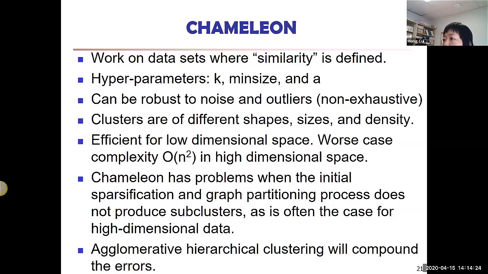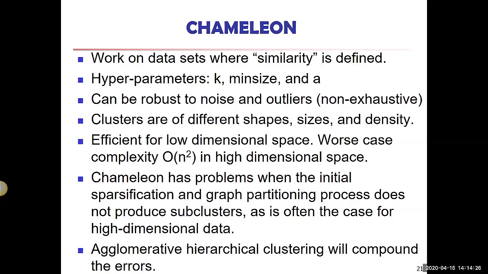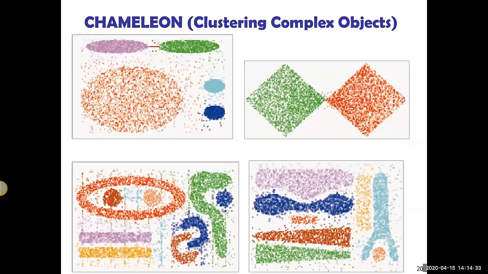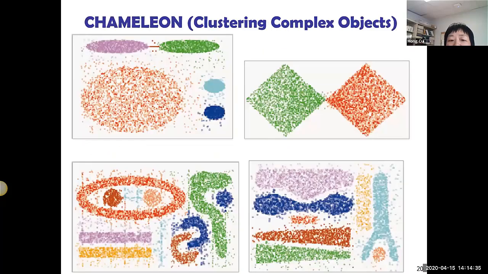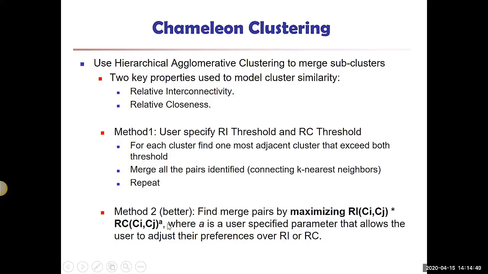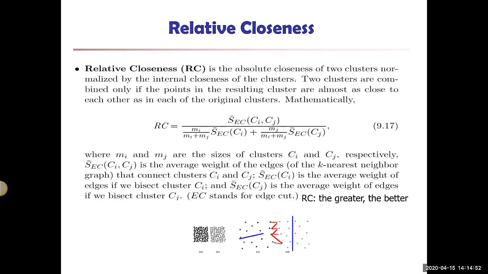Questions? And what was A again? Well, N is the number of data points. No, A, in the hyperparameters, you have K, min size, and alpha, I'm sorry. Alpha. So here, alpha is the parameter the user supplies to favor RI versus RC. If alpha equals 1, then RI and RC are treated equally. Okay, thank you. Sure.